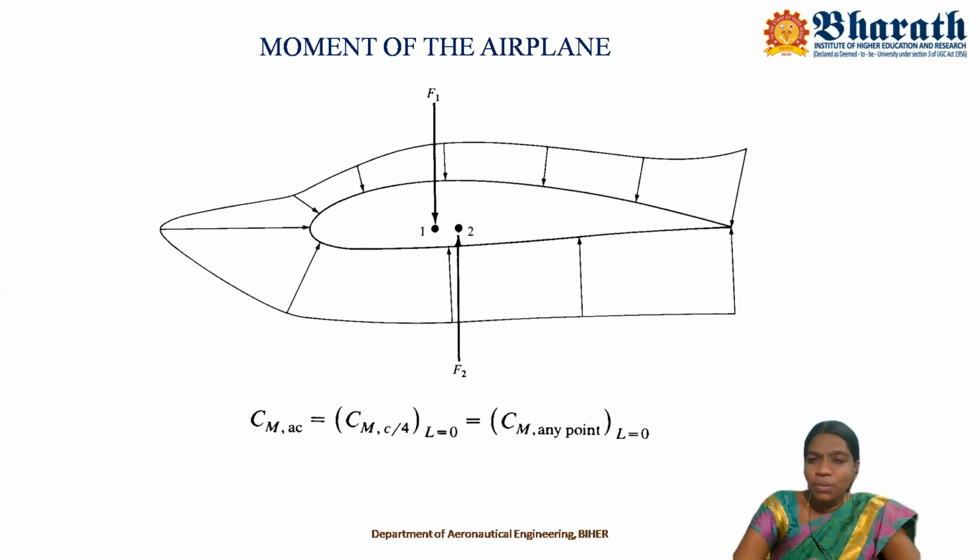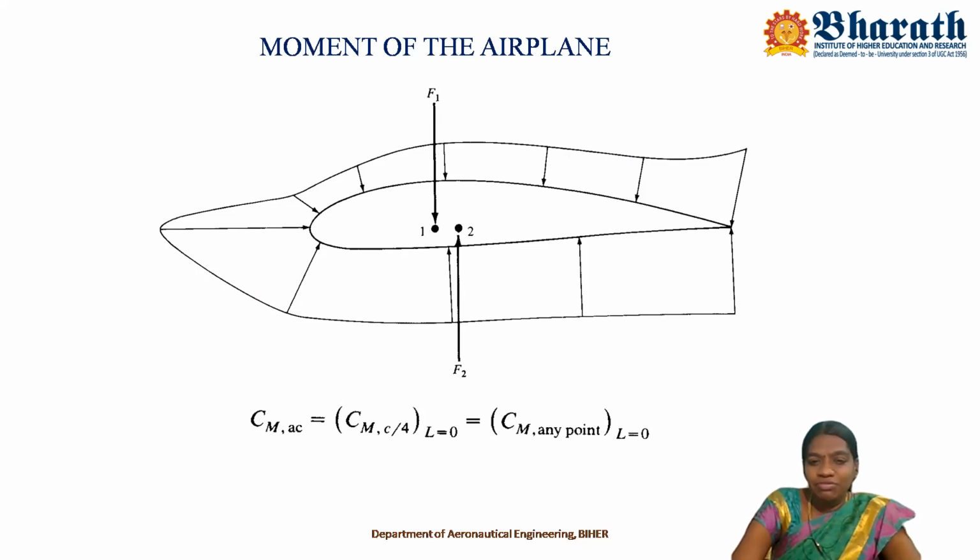Moment is one of the important parameters. We know that moment is force times perpendicular distance. Take a look at this figure. F1 and F2: F1 is the net force acting in the downward direction, and F2 is the net force acting in the upward direction. F1 and F2 are the pressure forces acting on the upper surface and the lower surface of the airfoil respectively.